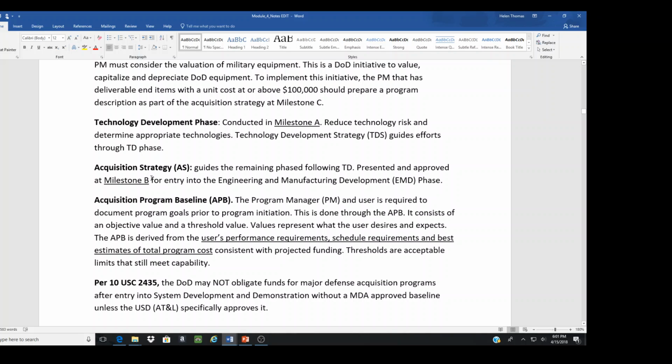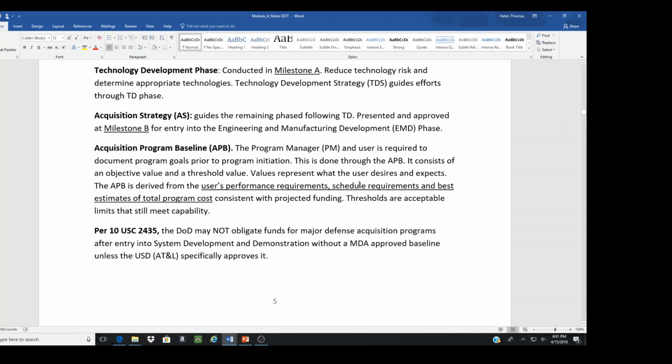Because Milestone B, once we get here, is when we actually formally enter into the acquisition process. When you have an approval at Milestone B, that is what triggers the entry into engineering and manufacturing development. That means we're going full force ahead. The acquisition program baseline is developed by the program manager.